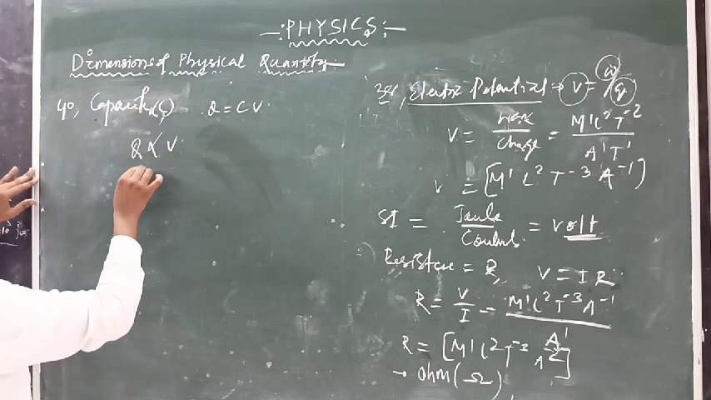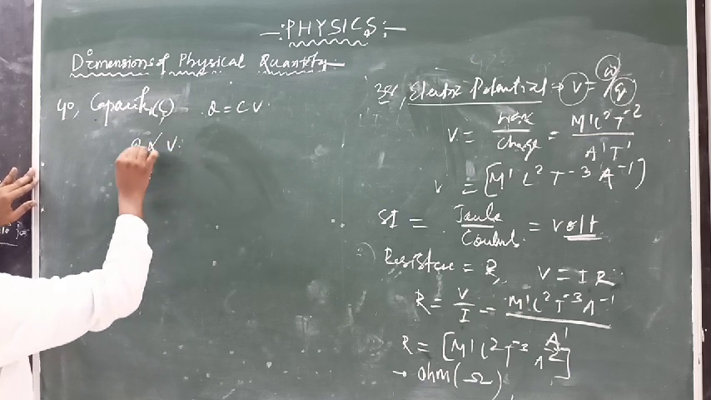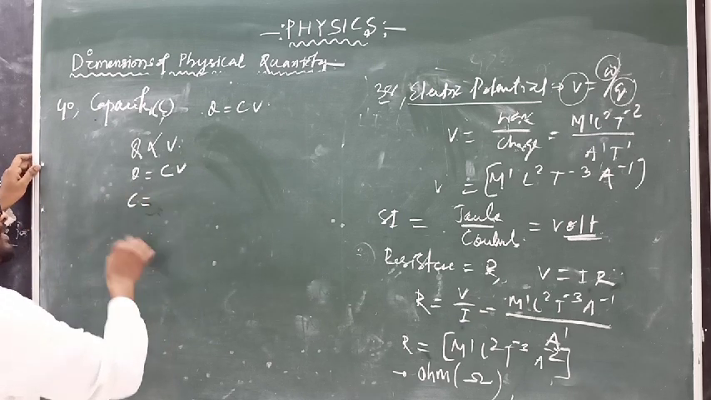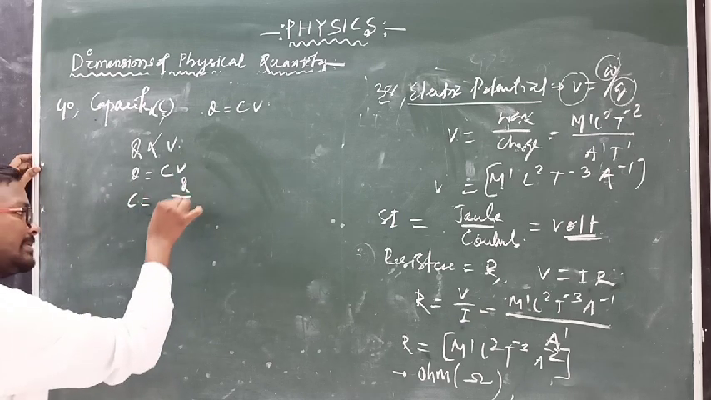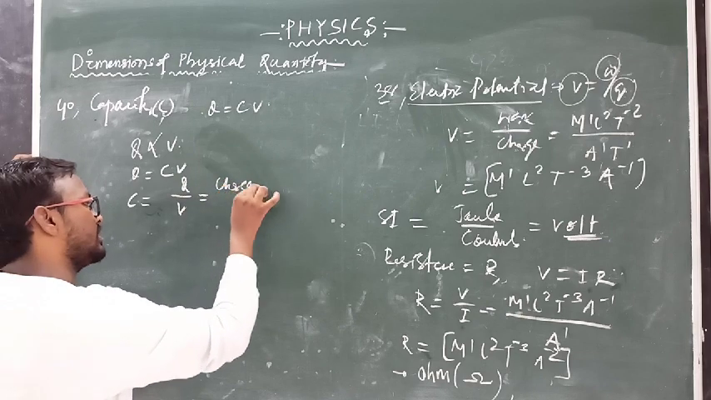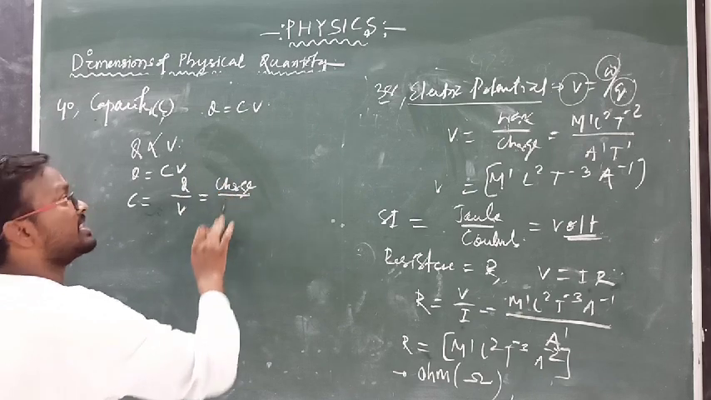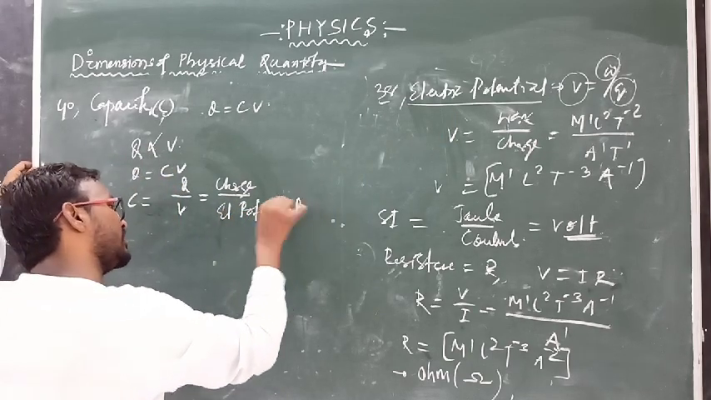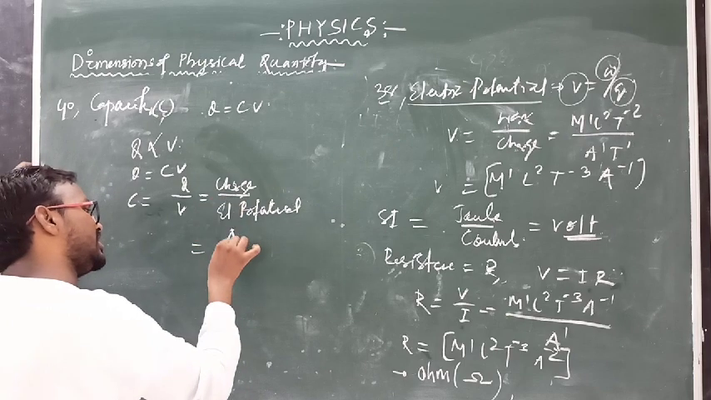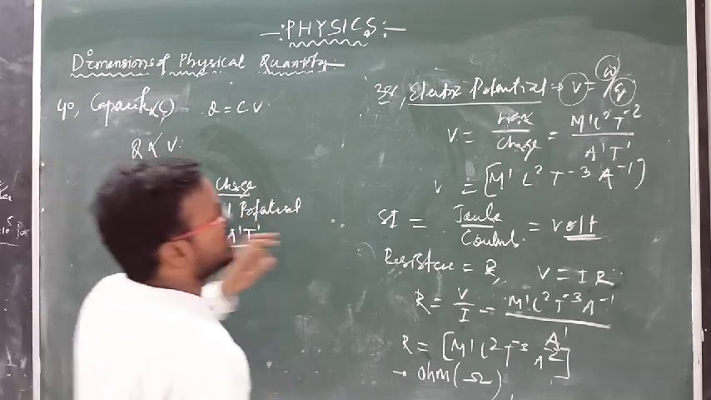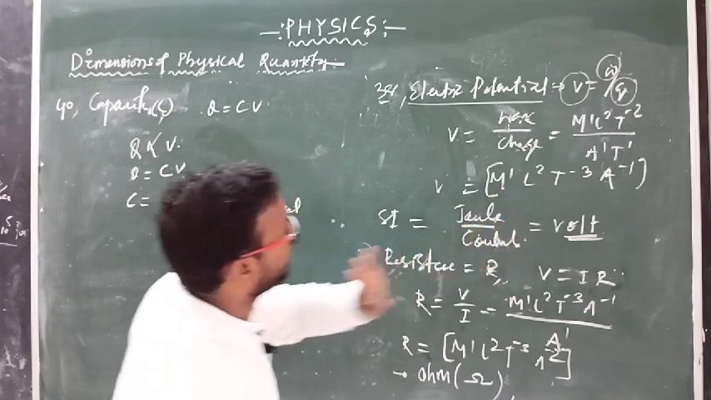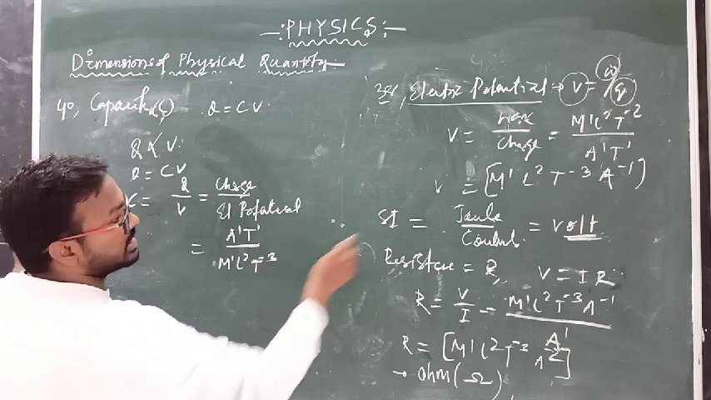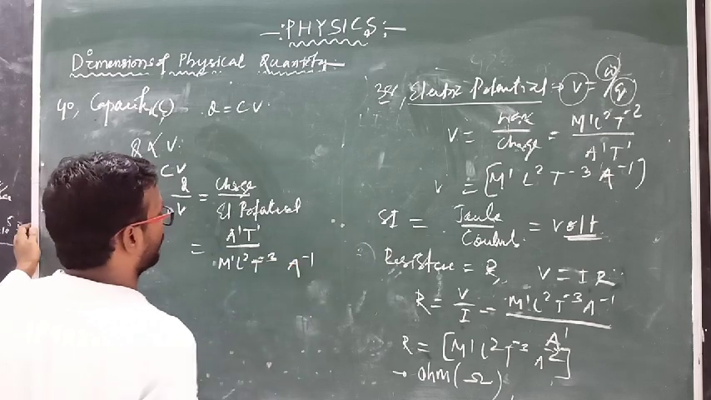So Q equal to CV, or Q directly proportional to V, or Q equal to one constant C times V. Clear? And capacitance can be written as Q by V, charge by potential. Charge by potential, this is electric potential. Charge dimension is A1 T1. Electric potential dimension is M1 L2 T minus 3 A minus 1.